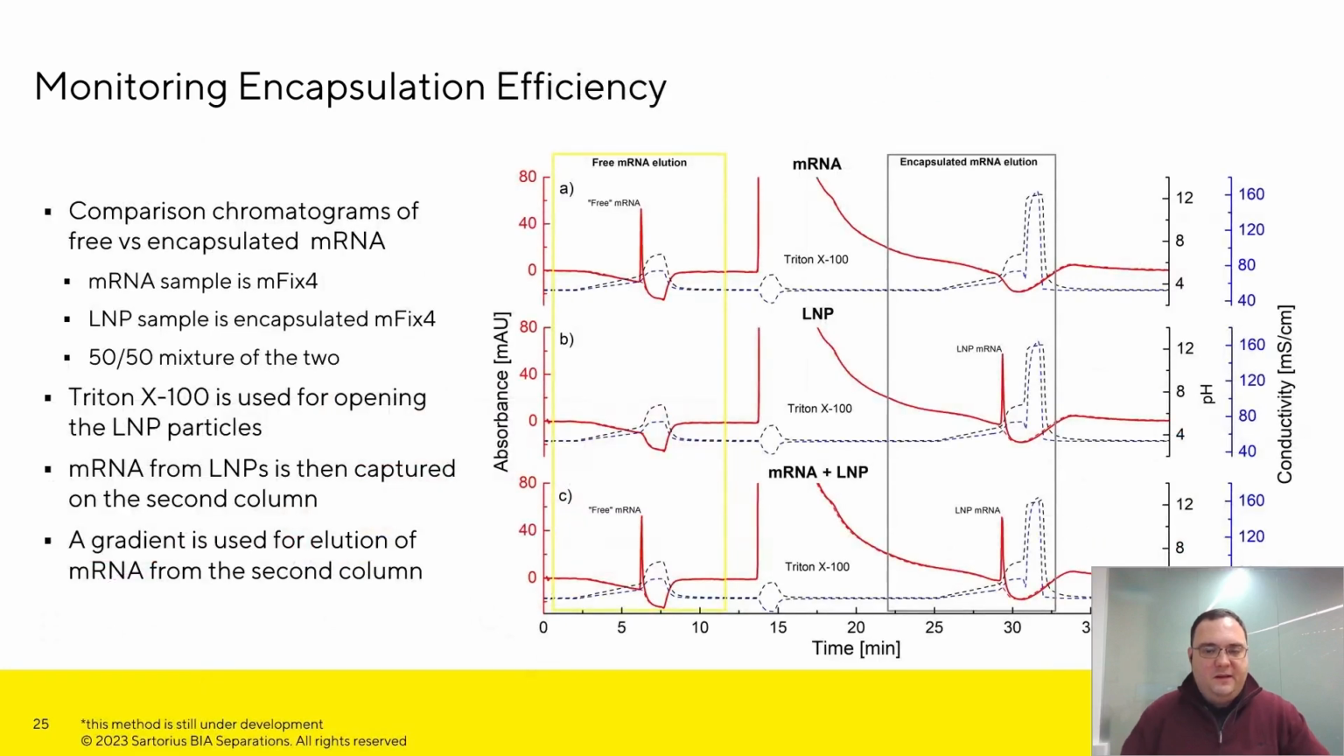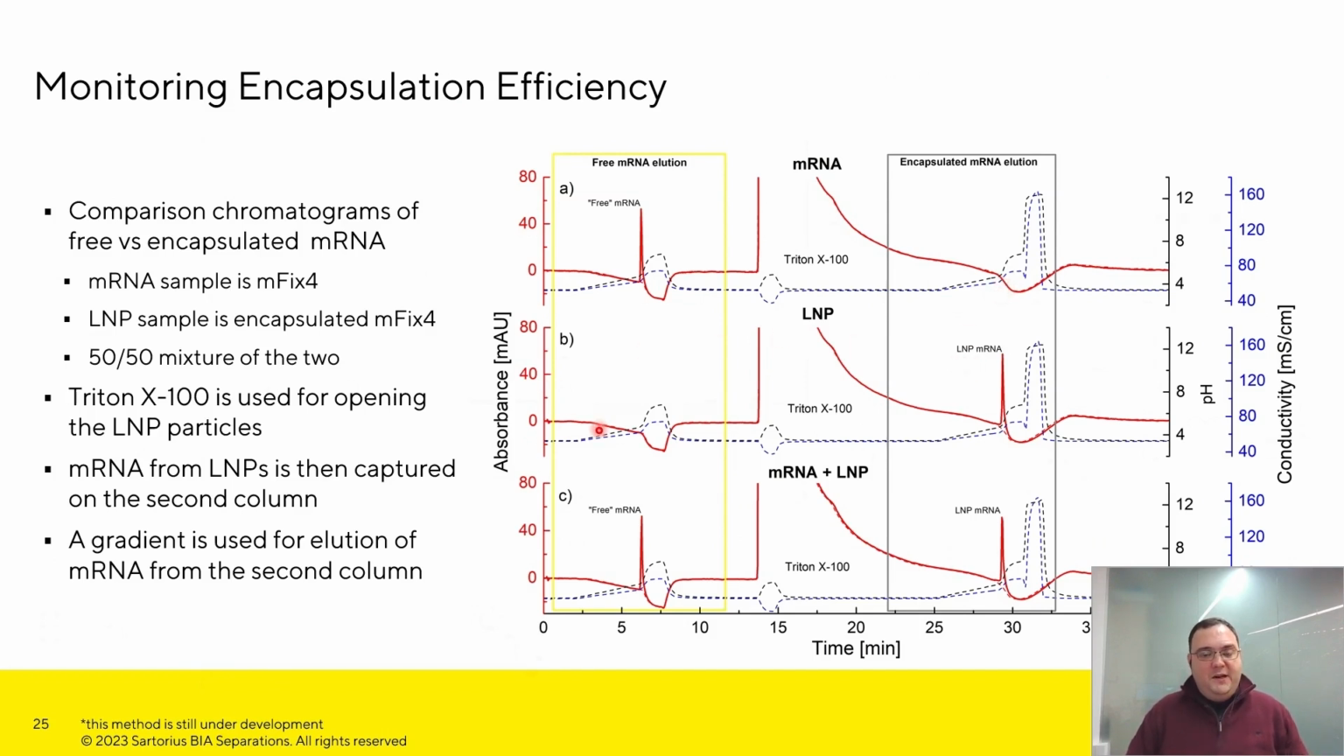So what kind of data can we get from this method? Here we've set up a few samples. The first sample being we injected free mRNA, so non-encapsulated mRNA, on the column, on the system. As you can see, all of the mRNA eluted here in the first part of the method. And if we check the second part of the method, we see there is no mRNA present here, which of course means that there was no encapsulated mRNA present. This is something we of course expected.